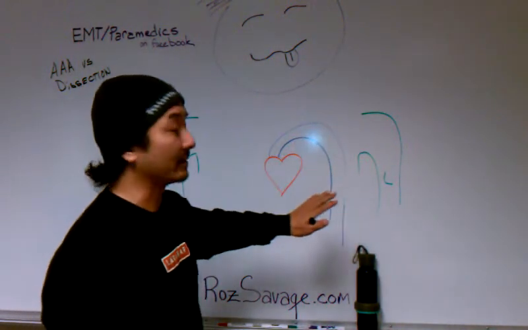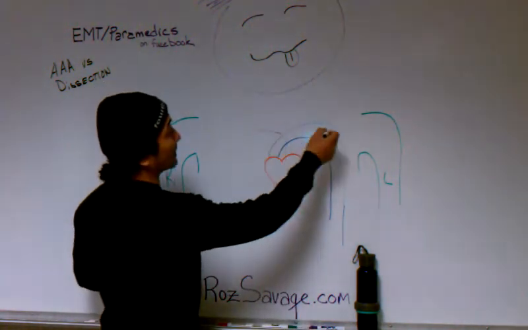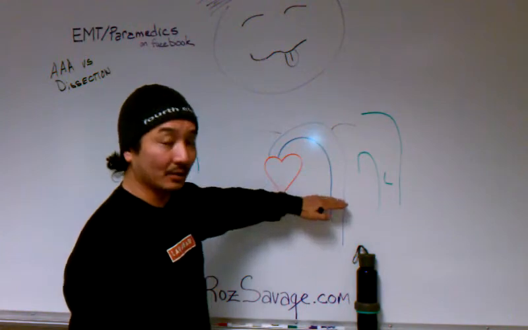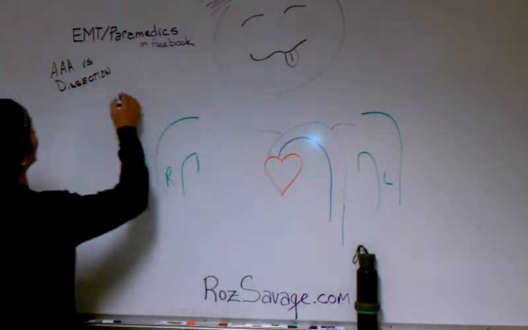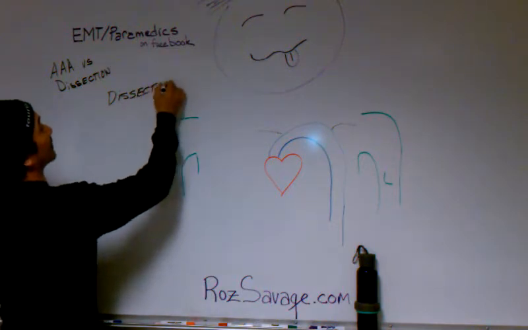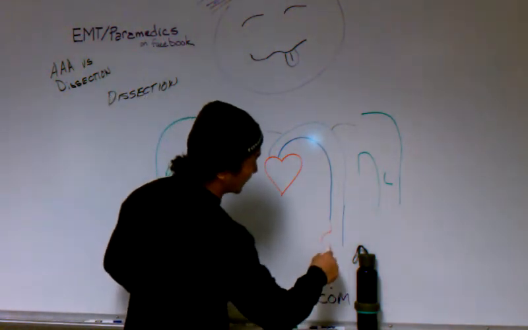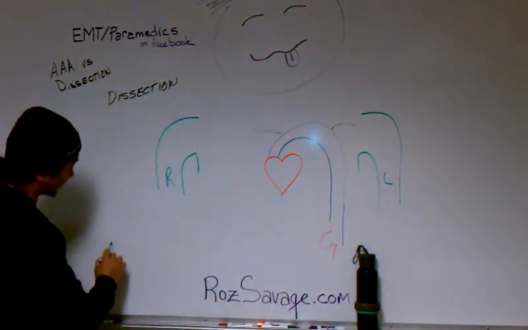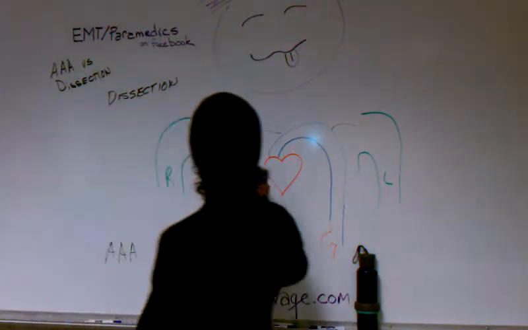Your aorta comes in four different spots: your ascending aorta, your aortic arch, where your right and left arms get their blood supply from, and then your thoracic aorta and your abdominal aorta. So a dissection always happens in the beginning part of the aortic arch. That's a dissection. And your AAA, your abdominal aortic aneurysm, always happens down here in your abdomen. So down here is a AAA, right? And up here is dissection.